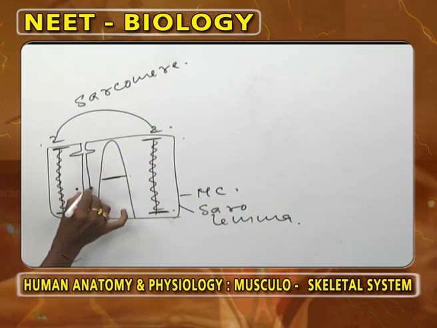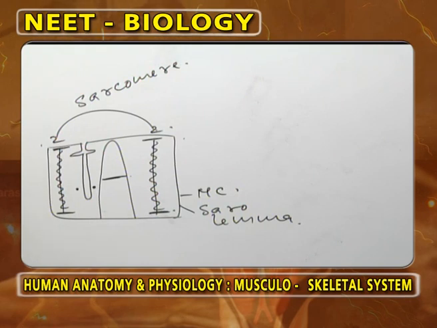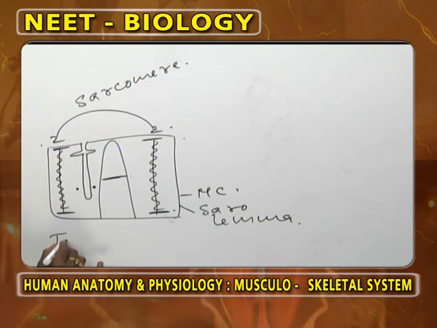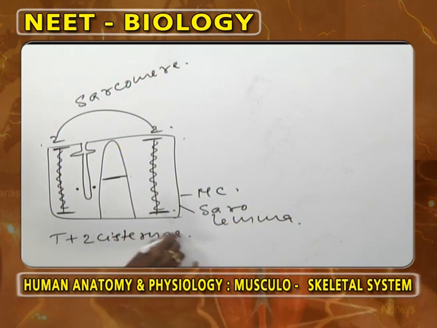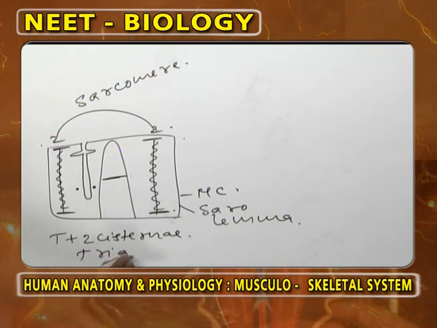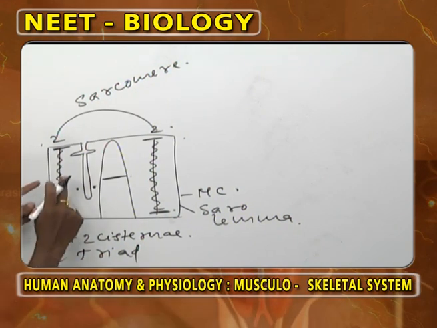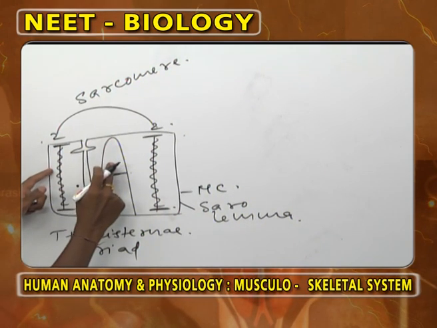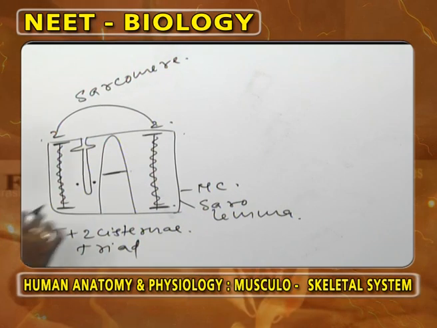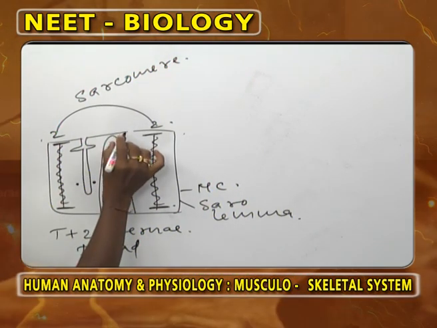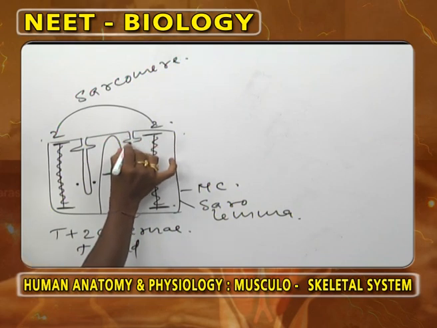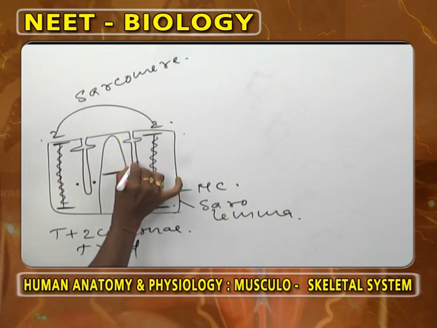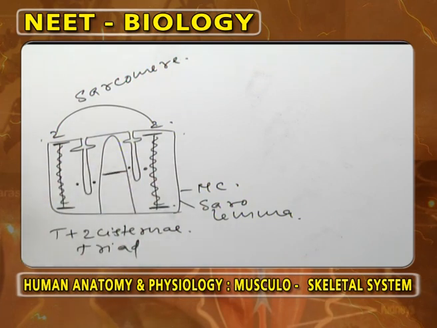On either side, two cisternae. One T tubule plus two cisternae, that we call a triad. Now, between I and A, a triad. Again, here, the sarcolemma folds. Now we are getting a T-shaped structure. Now again, it is a triad.